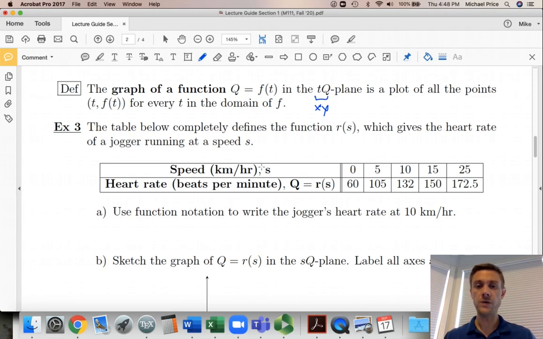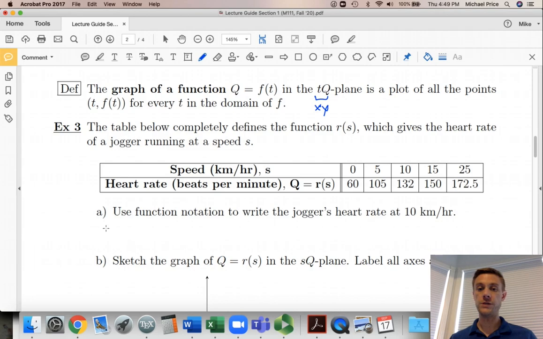So here's our table. We've got our first row that represents the speeds. I did try to shake up the table presentation a little bit. We can write them vertically, where you have inputs in one column and outputs in another column. We can also do it like here, where you have inputs in a row and outputs in another row. So this is that second presentation. Speed in the first row, so 0, 5, 10, 15, 25 kilometers per hour. And heart rate, so we have beats per minute, and these are the outputs that go with them.